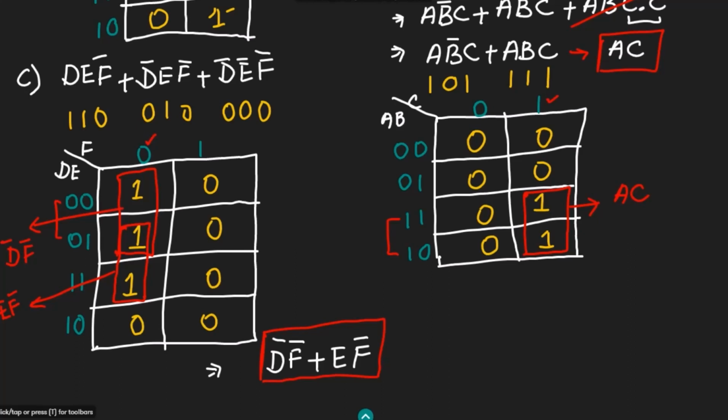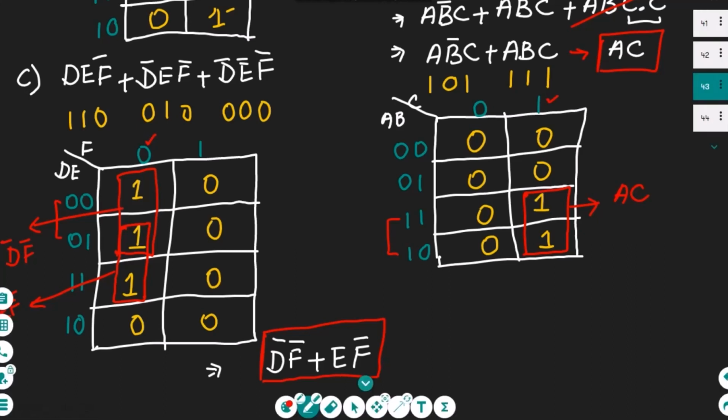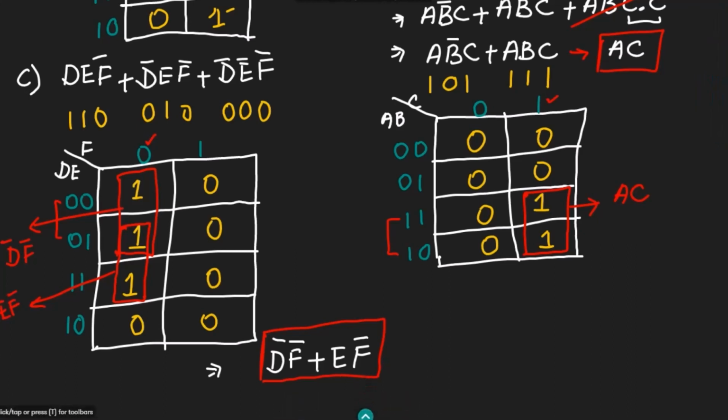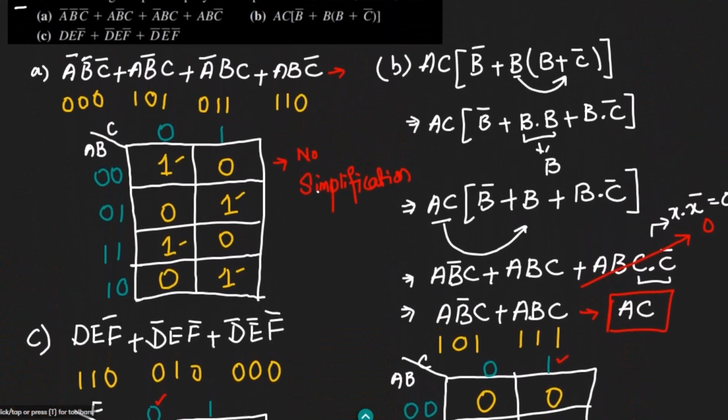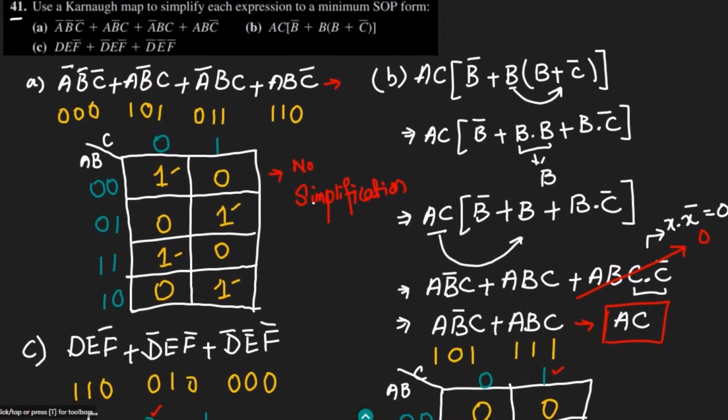So that's it for today, in which we have solved the three parts of our questions, and we have seen how to find the simplified version of any expression by using the Karnaugh map.